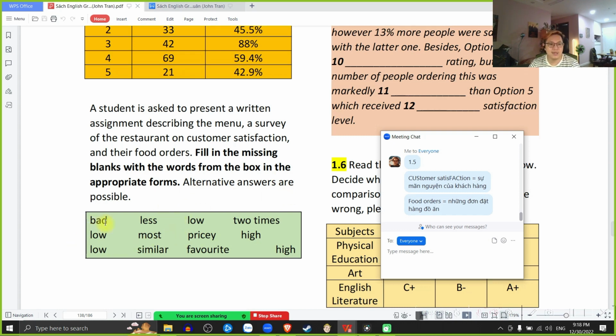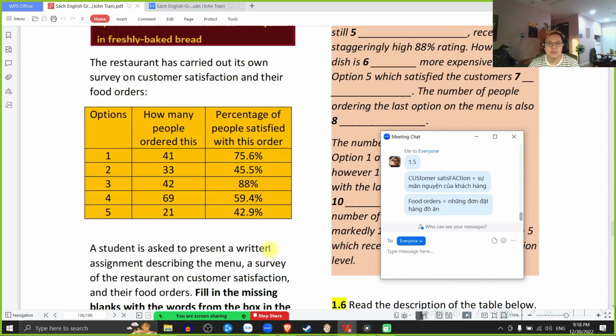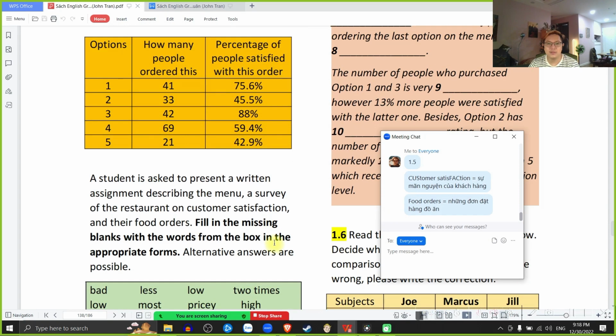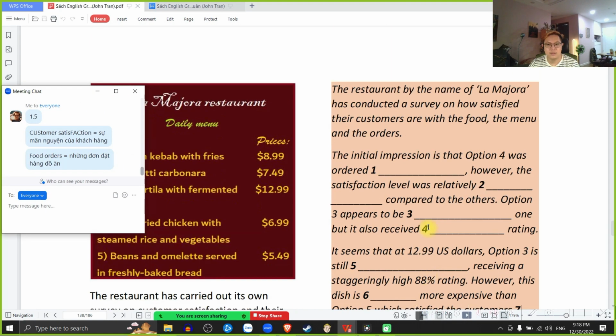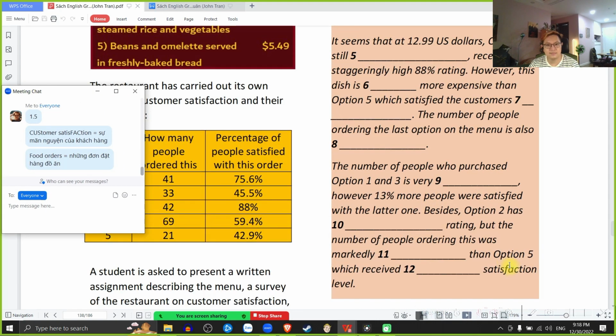Alright, so bad, low, less, most, similar. You know what pricey means? You remember that one? Pricey means expensive. Favorite, 2 times, entire. Okay. So you have 10 places you can put in there. You have 4 minutes now. Of course, I know that this one is a very hard exercise.